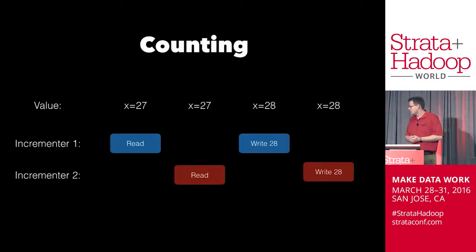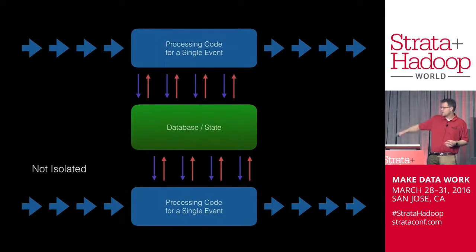One of the ways that you can get this is from poor isolation. So here, this is the most basic example. I've got incrementer 1 and incrementer 2, and they both read x when it's 27. They both say I'm going to write 28 because that's the increment. And then they both write 28. And what happens is I've got 2 incrementers, but I've only incremented the value once. So that you get from poor isolation. And that goes sort of back to the not isolated slide. If I have interleaved operations, I can't guarantee I'm going to be able to do math correctly.